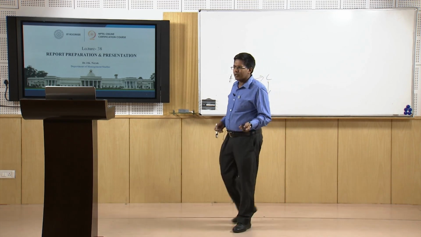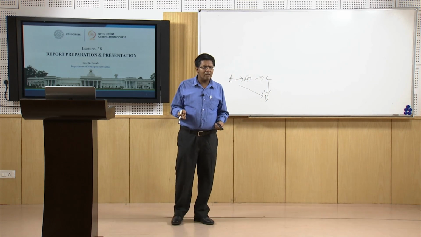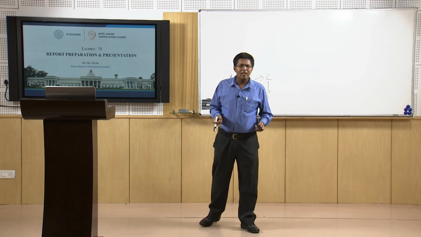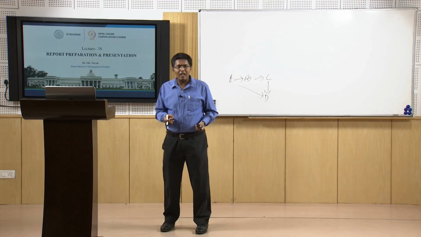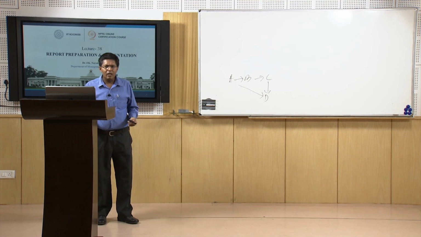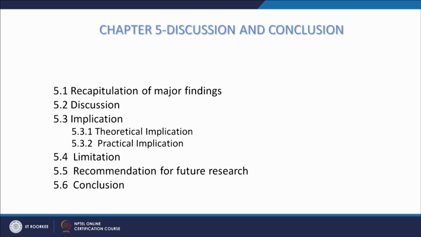So, those things have to be checked. Validity, reliability we have already done; we have talked about it in earlier classes, construct validity, discriminant validity, composite reliability. These are the terms which we have used, right. Finally, we talk about the inferential analysis, the descriptive analysis, the correlation analysis, types of relationship, the hypothesis testing, and again the conclusion, right. So, every chapter is followed with the conclusion, right.